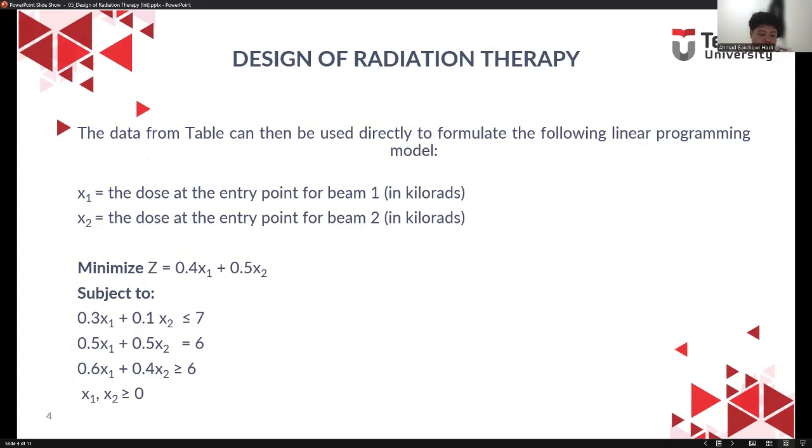Subject to the following constraints: 0.3 x1 plus 0.1 x2 less than or equal to 7, 0.5 x1 plus 0.5 x2 equals 6, and 0.6 x1 plus 0.4 x2 greater than or equal to 6. These constraints limit the radiation dose at different points in the body.